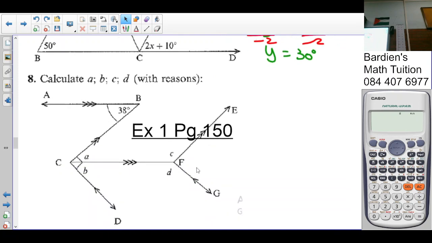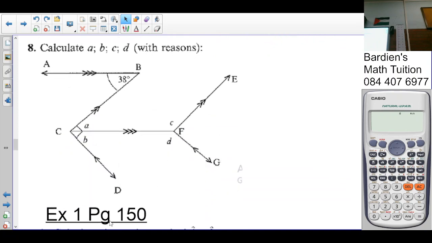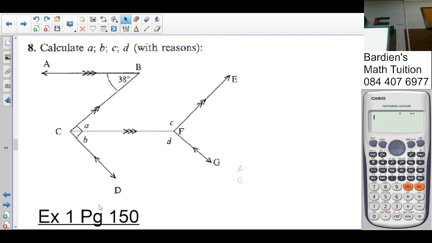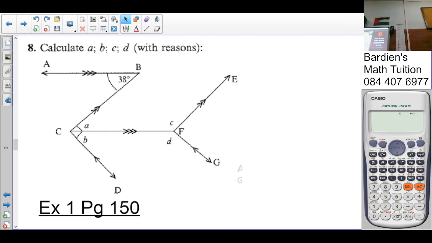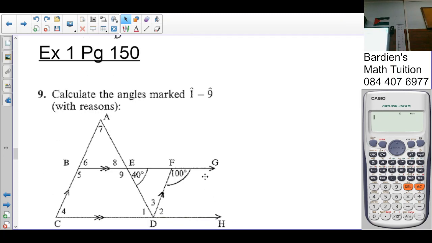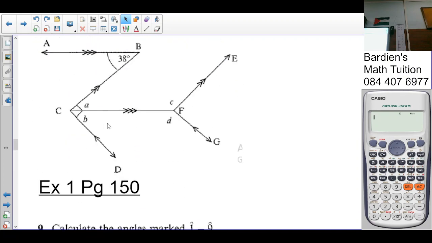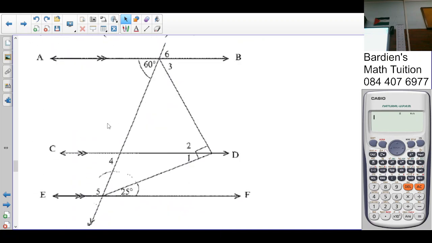Let's go to question 8. Again, I'm going to pause the video at this point. It'll probably take us till the point that the bell rings, but let's see first. Alright, so the bell is around. So for homework, I would like you guys to complete number 8, 9 and 10. Alright?